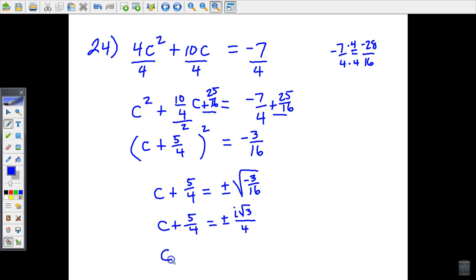To solve for c, I need to subtract 5 fourths from both sides. And these are not like terms, so they cannot be put together. You could show them all together as one fraction all over the common denominator 4. That would be okay if you showed it like that. Either way, you're not wrong in either case. So that should be your final answer then for number 24.